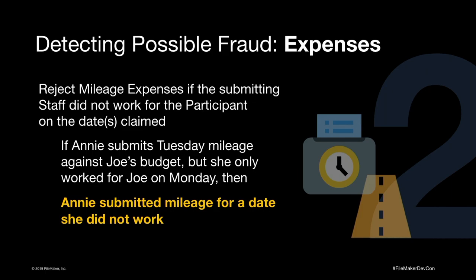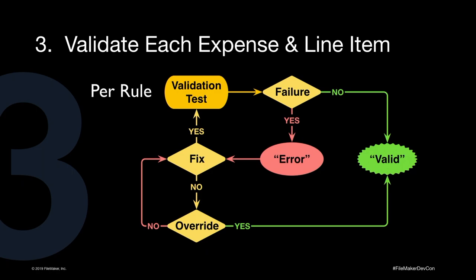Only one of which is support staff asking for mileage reimbursement on dates they didn't actually work. So with this in mind, we chose in step 3 to support our client's need to verify multiple requirements by testing each expense and line item separately for each applicable rule. And because a 20-line mileage expense requires 291 evaluations, that's 11 at the expense level and 14 per each line.